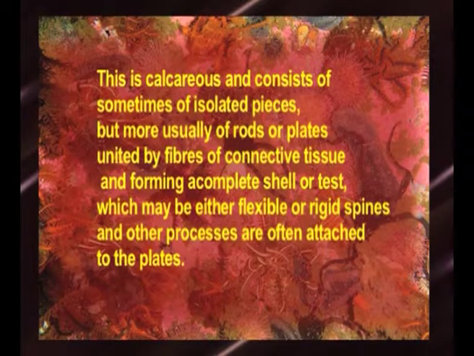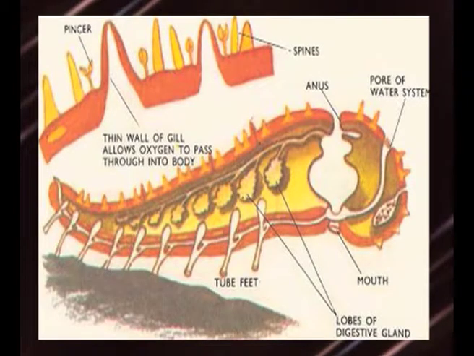This is calcareous and consists sometimes of isolated pieces, but more usually of rods or plates, united by fibers of connective tissue and forming a complete shell or test, which may be either flexible or rigid. Spines and other processes are often attached to the plates. When examined microscopically, each part of the skeleton is found to be formed of a network of calcareous rods with jelly-like substance in the spaces of the network.